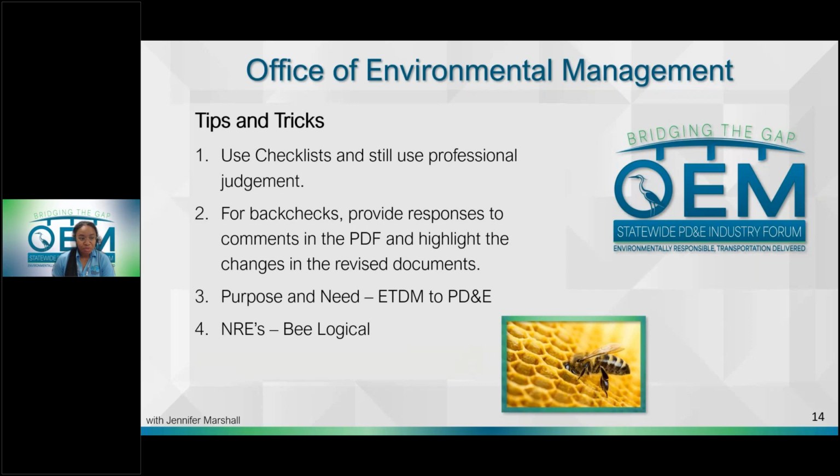So I hope that you all are aware that we have checklists out there on the OEM website for a variety of topics, but specifically for our Type 2 CE reevaluations and PER documents. They're a great way to make sure you have everything included in your document, and it's a requirement to have them included in your submittals when you're ready to start going through the review process. The checklists are there for your use, but please also remember to use professional judgment.